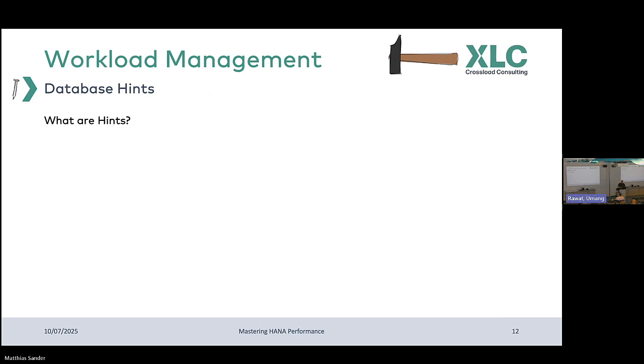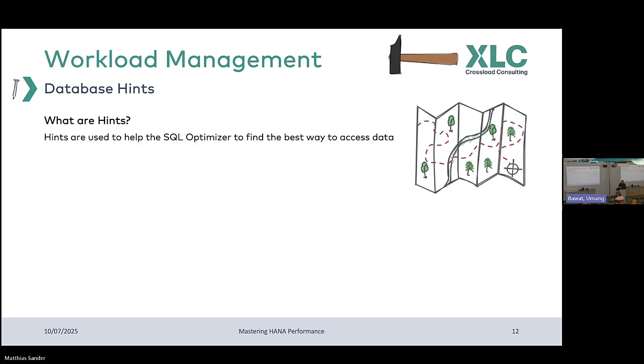Another topic: we heard a lot today already about database hints. Hints are useful for the SQL optimizer to find the best way to the data. I try to symbolize it a little bit here as some kind of map. But there are different types of hints.